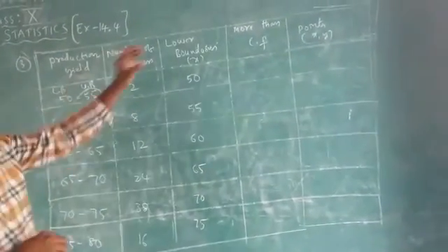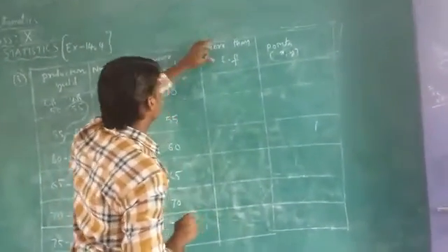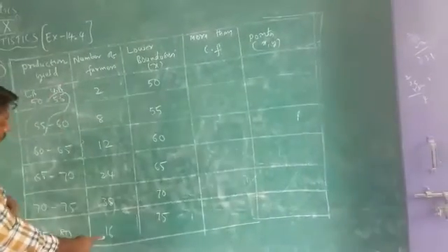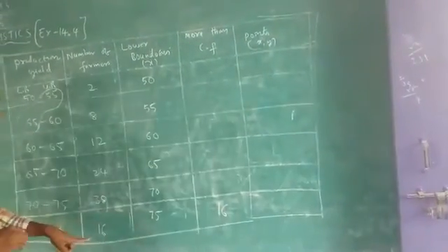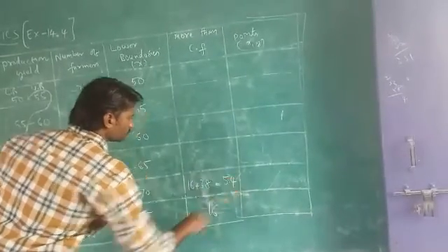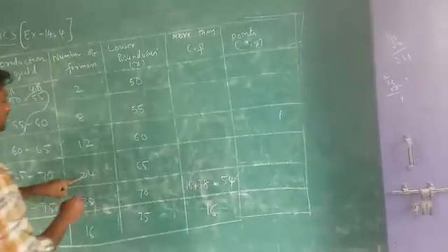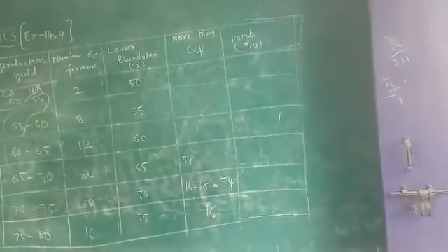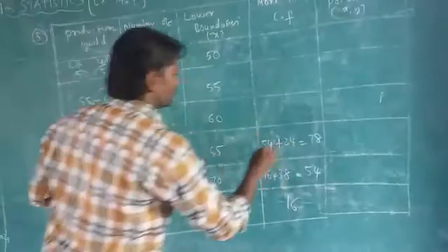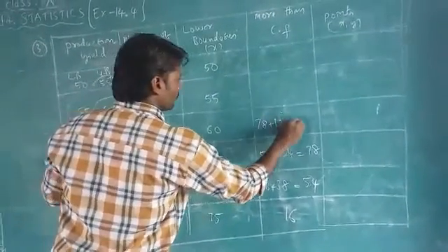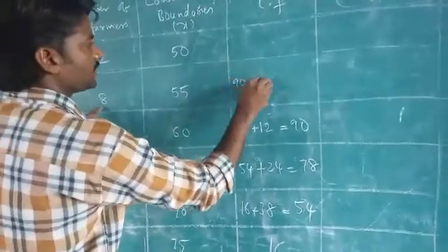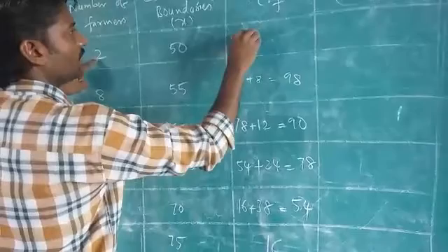Now the more than CF. Just now I explained, for more than CF or less than CF, we took the frequencies and added from top to bottom. Now take bottom to top. So what is the last one here? 16. As you know, 16 plus 38 is 54. Again 54 plus 24 is 78. Again we take 78 plus 12, that is 78 plus 2 is 80 and 90. Again 90 plus 8, that is 98, and 98 plus 2, that is 100.